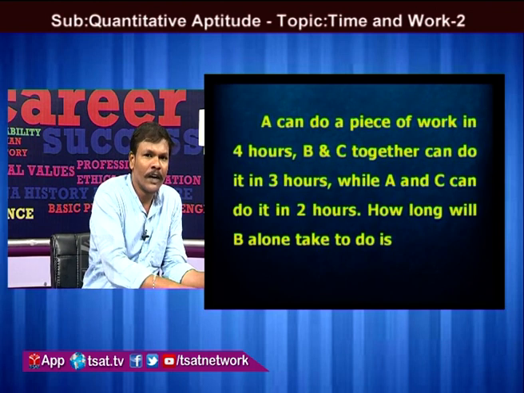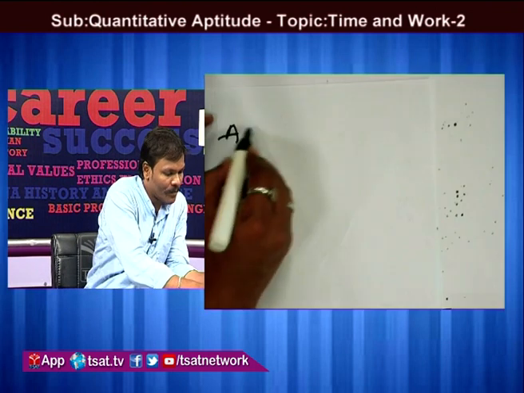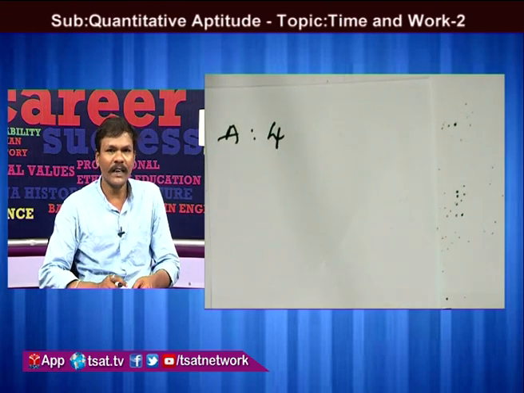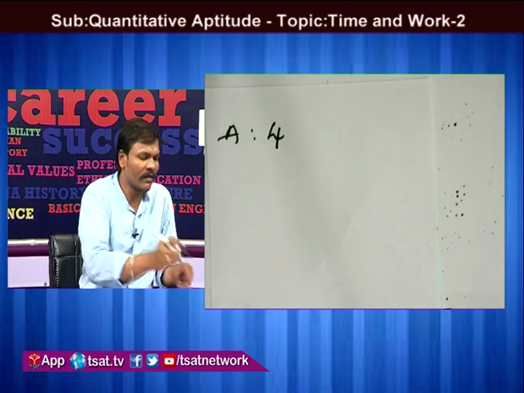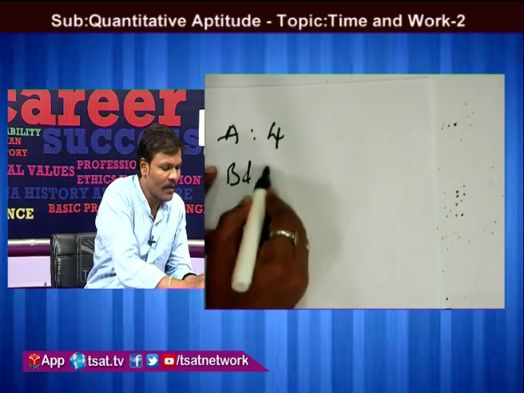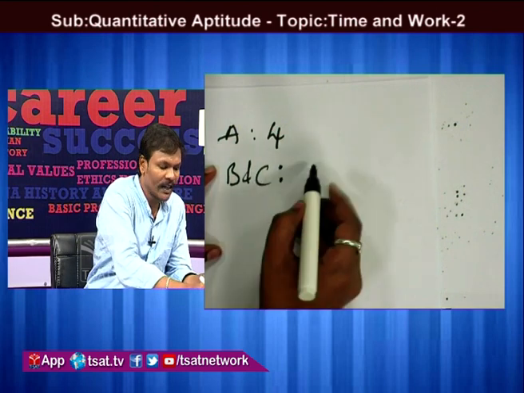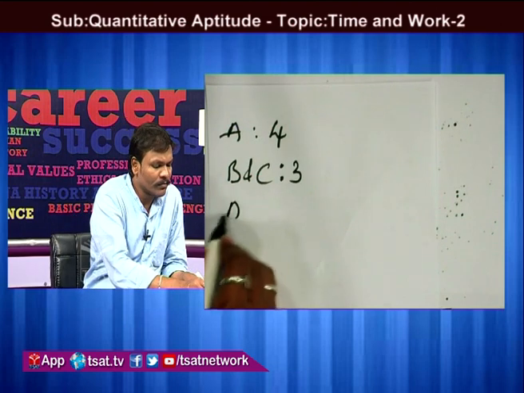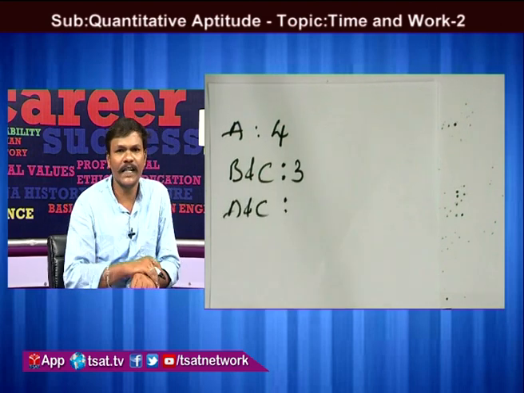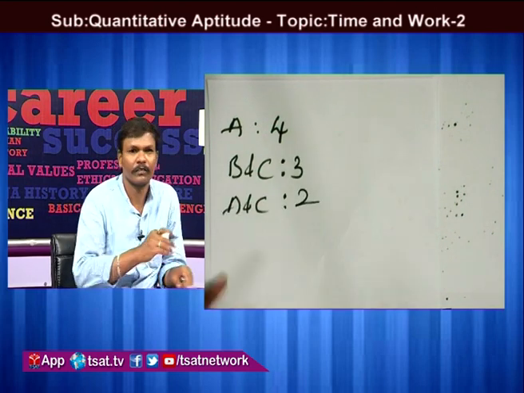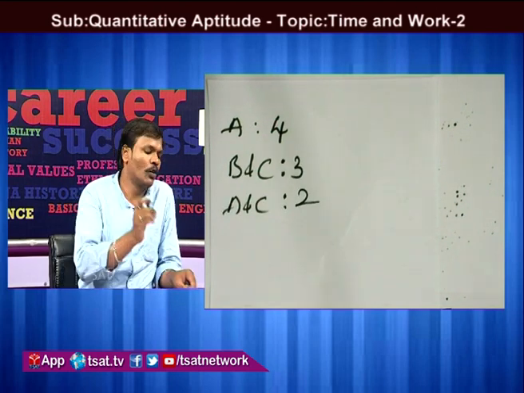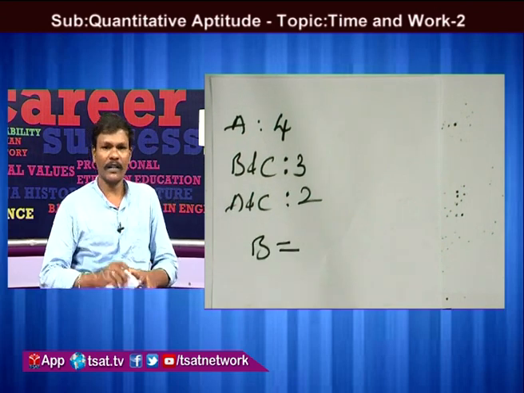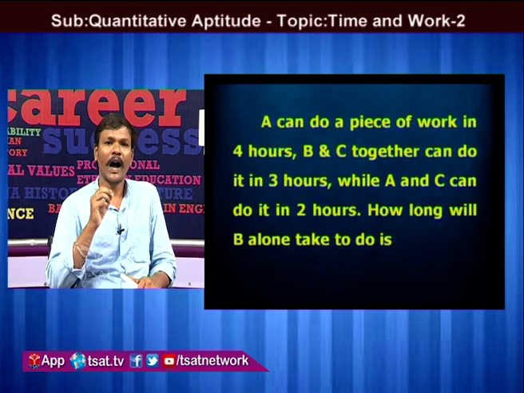What we have: A can do a piece of work in 4 hours. Next, B and C together can do it in 3 hours. Next, A and C can do it in 2 hours. How long will B alone take to do it? Okay, clear. For these questions, you have to apply the analysis.